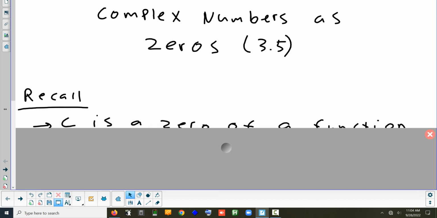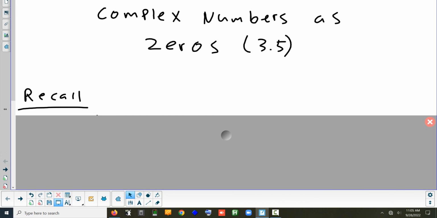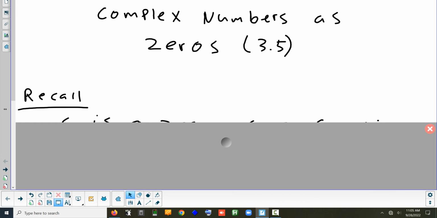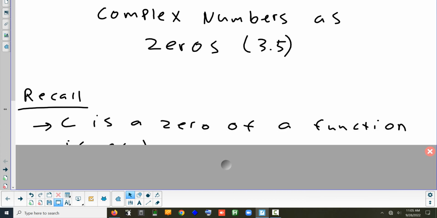All right, so we're going to take a look at 3.5, which is basically what we've been doing all week, but now we're not going to ignore complex answers, whether they're complex answers from the quadratic formula, that can happen, or complex answers when we have to use synthetic division. We're going to do that.